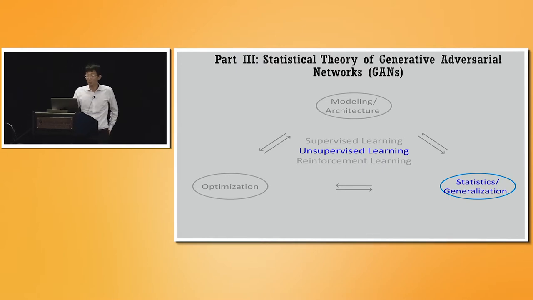Yeah. All right. I guess let's move on to the last 30 minutes of the talk. So I'm going to briefly describe some of the recent theoretical results on unsupervised learning and reinforcement learning. So part three is going to be about statistical theory of GANs.